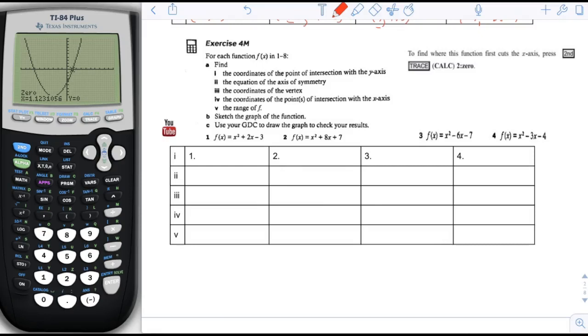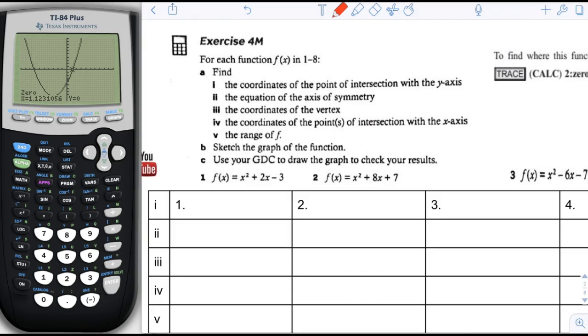Okay, this is a continuation of page 2. Now we're on exercise 4M. We're going to find out many things about these four quadratics. Among the things we're going to find out, we're going to find the point of intersection with the y-axis, which is also known as the y-intercept.